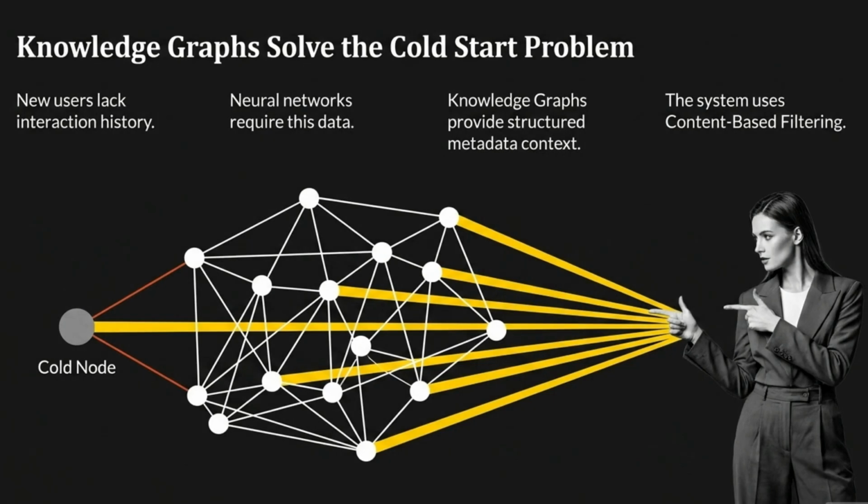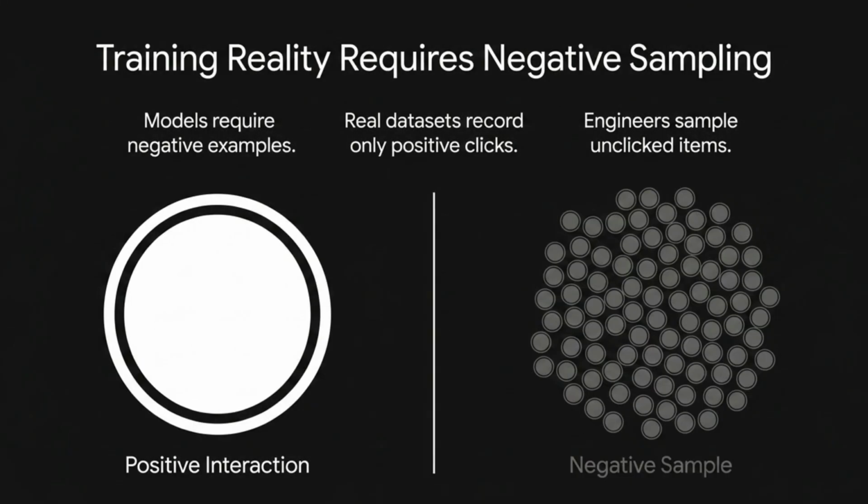Knowledge graphs help solve the cold start problem for new users who lack history. By providing structured metadata, the system can utilize content-based filtering to provide relevant recommendations even without prior interactions. Because real-world datasets mostly record positive interactions, engineers must use negative sampling to train models effectively. By sampling unclicked items, the model learns to distinguish between relevant and irrelevant content.